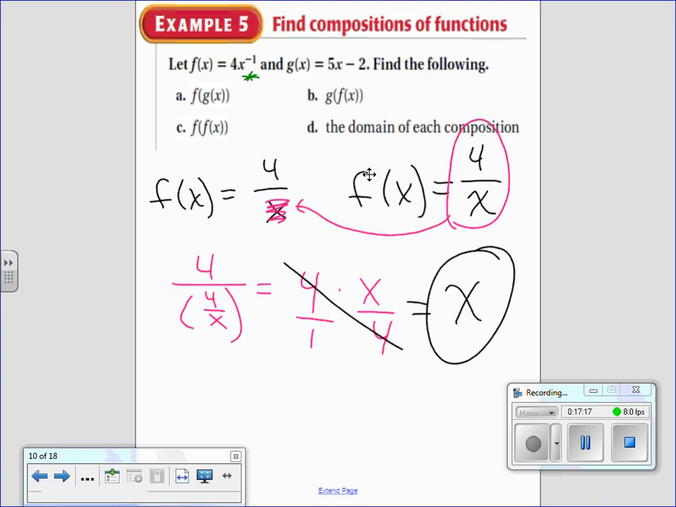The 4s will cancel. So I looked at that and I'm like, oh, my domain will be all reals. I can put anything in for x. But you have to consider your original functions. Our original functions, you could not divide by a 0. So you want to exclude 0 from your domain. So all reals except 0.